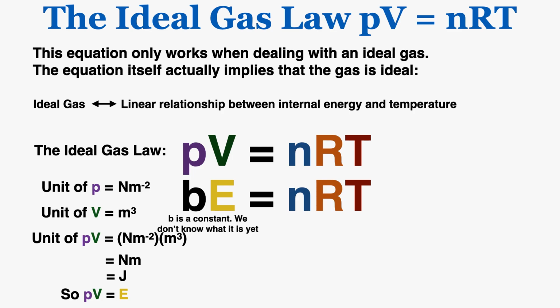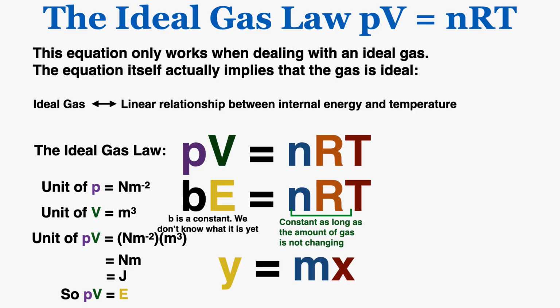So I know that the energy multiplied by some constant that I don't understand is equal to nRT, and if we assume the amount of gas is staying the same, n times R is also a constant, and I'm left with a linear relationship between the energy and the temperature. It literally fits the linear equation y equals m times x. So because this is linear, this is definitely an ideal gas, and because it's an ideal gas, it's linear.